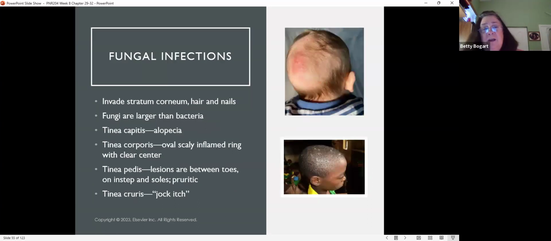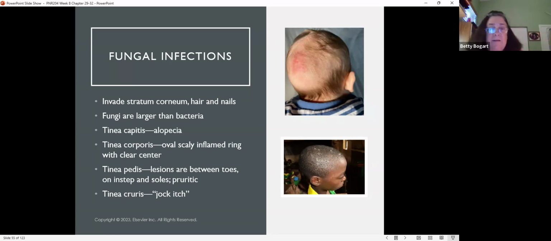Fungal infections, you hear of ringworm, right? And you think of a worm, but it's a fungus infection. So fungi, again, we pull it around by our hands, our nail that helps it go around. We have tinea capitis, and that has to do with alopecia, no hair. It could be in the hair.